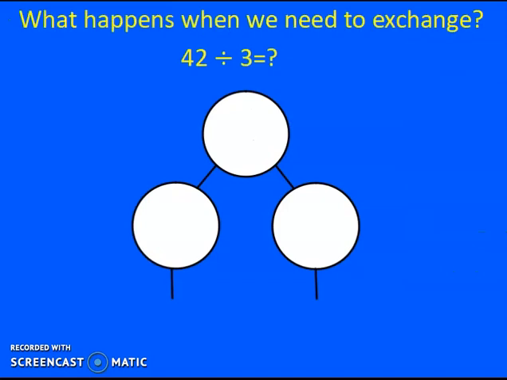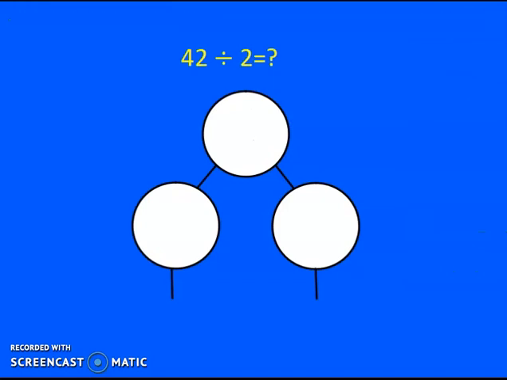Let's try another way that we can use this. So we've got 42 and we are dividing it by 2. So how can we partition our 42? So we can have our 40 over here. Do this with me in your books. And then we have our 2 left over there. And remember, we are dividing by 2. So draw it there to remind us.